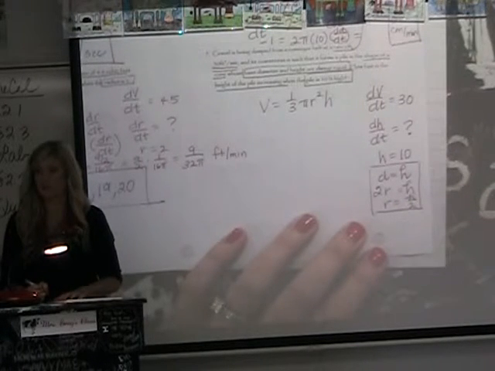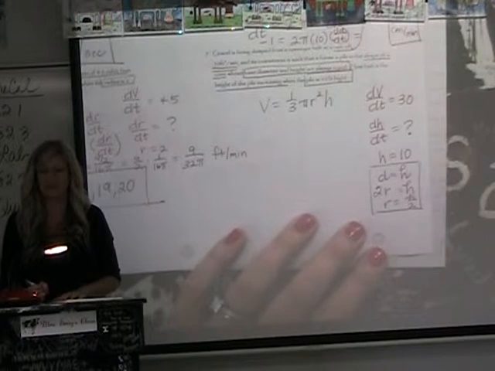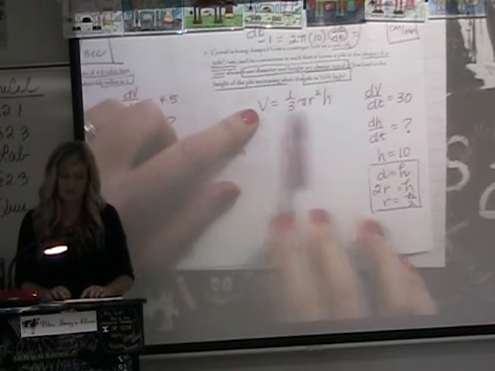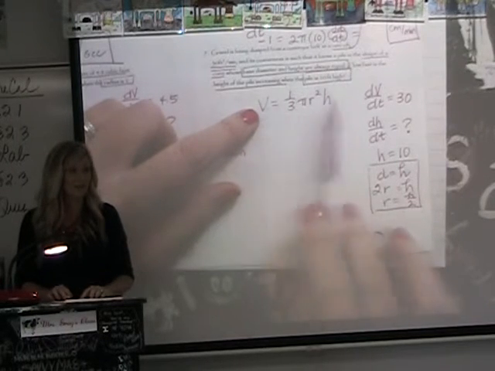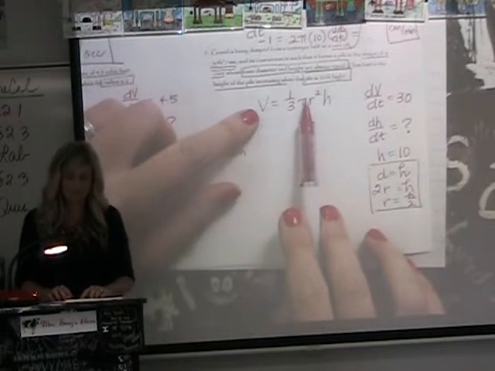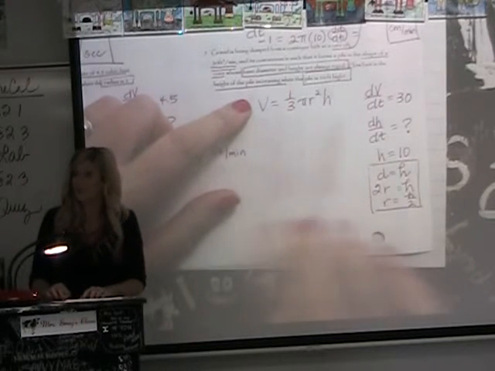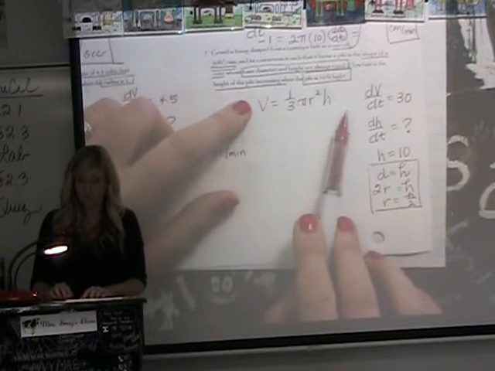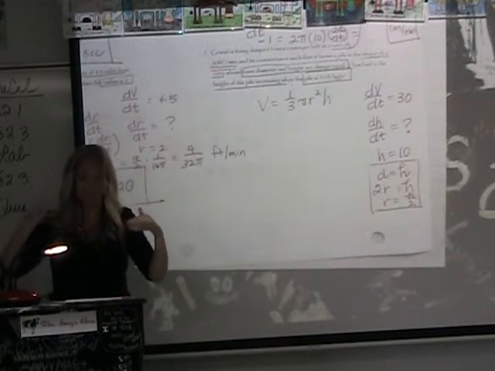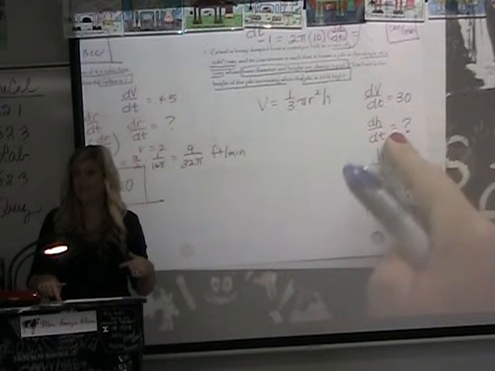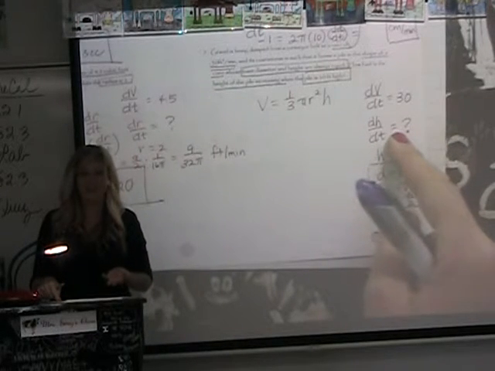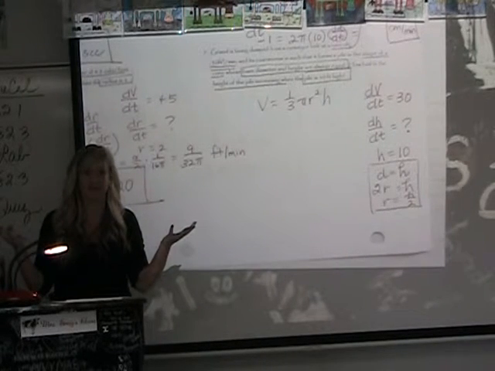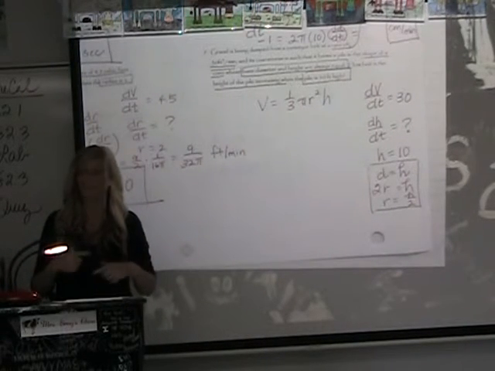H over 2 would be my radius. Is everybody okay with that? What I'm doing is tweaking my formula again before I ever take the derivative. The reason is that if I take the derivative right now, I'm going to have to do product rule, and I'm going to have a dr by dt and a dh by dt. I don't know dh by dt and I don't know dr by dt either. So I don't want to have two variables that I don't know anything about. That's why I'm having to tweak it before I move forward.